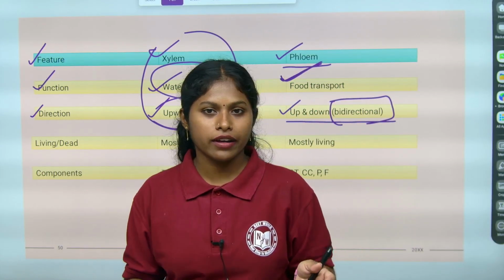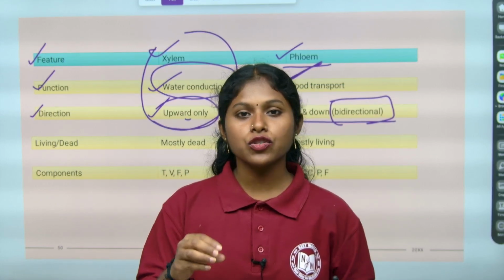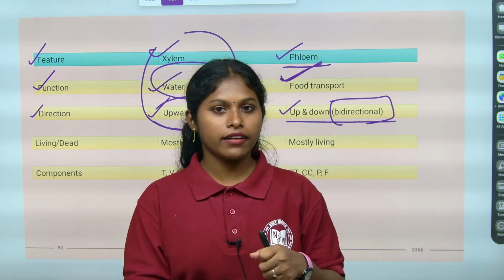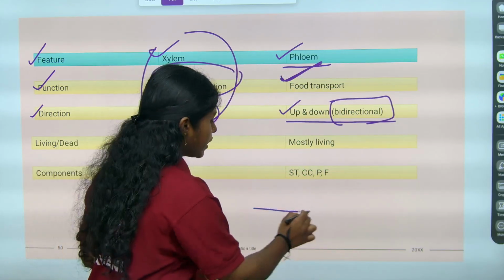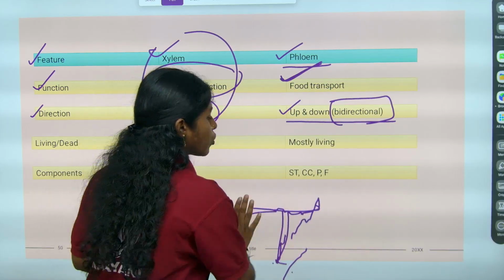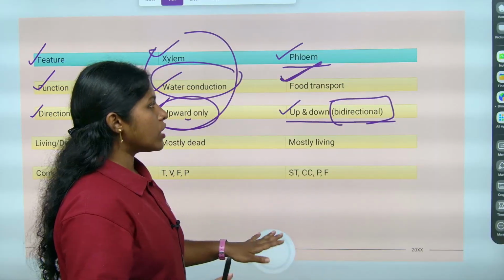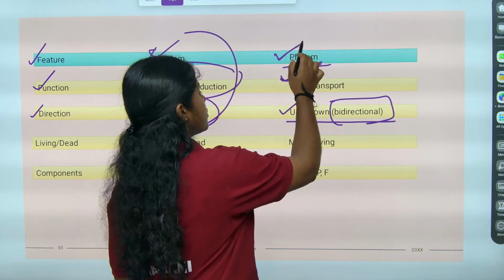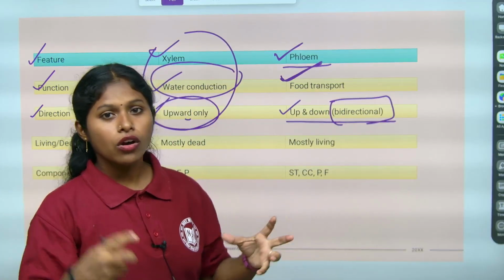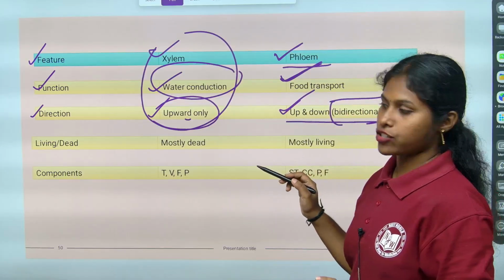Every day you pour water onto the plants, right. But mainly the big plants are perforated into the soil, and they absorb water there. So for the growth of the plant in the soil, the roots also will be there. For that, phloem tissue comes into the picture. Phloem transports food to all parts of the plant and also to the roots of the plant. That is why it is up and down, bidirectional, right.